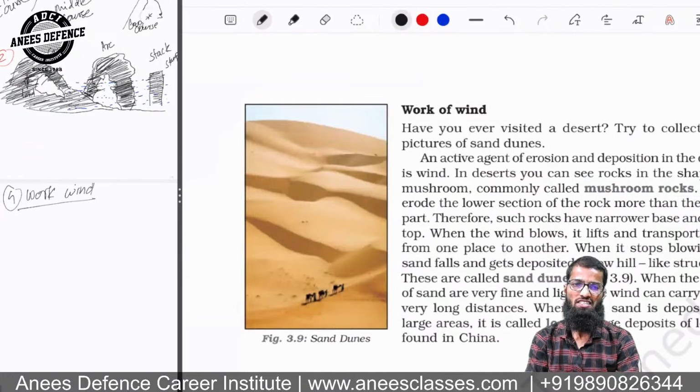So have you ever visited a desert? Remember that most of the deserts are on the western sides of the continents. For example, in India we have Thar Desert, which is also on the western side. We have Sahara Desert in Africa, which is also on the western margins. You have Kalahari, you have Patagonian, you have Atacama deserts. You have a lot of deserts. You have Montana deserts. These all deserts are on the western sides of the continents.